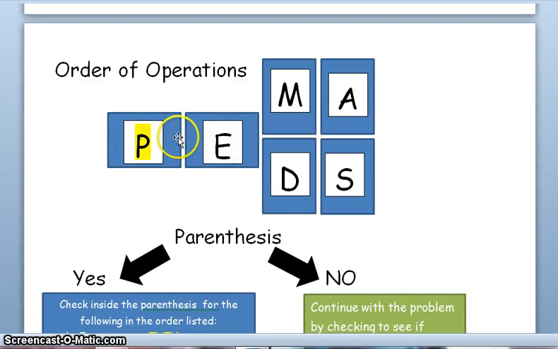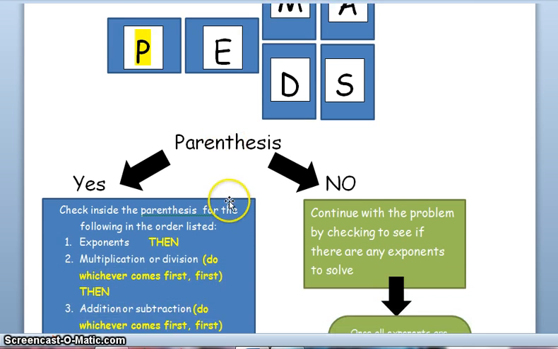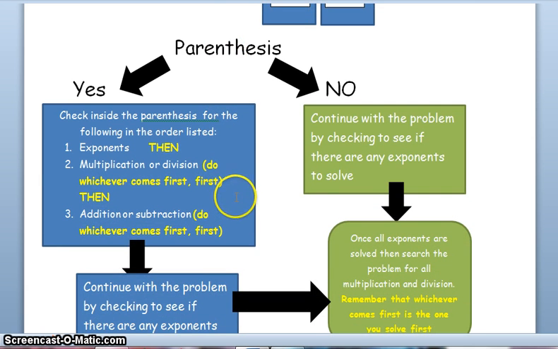All right, let's review the PEMDAS method, which is Please Excuse My Dear Aunt Sally, and that stands for parentheses, exponents, multiplication, division, addition, and subtraction. So when you have an order of operations problem, the first thing you want to look for is the parentheses. I kind of created a flow chart for you. Hopefully you can follow along.